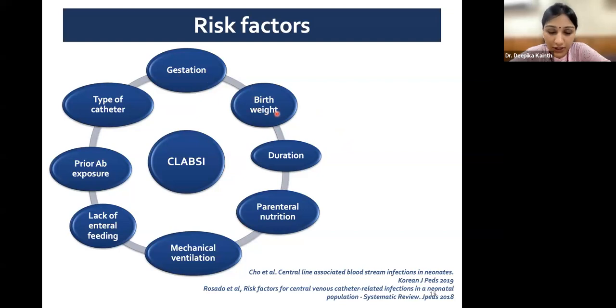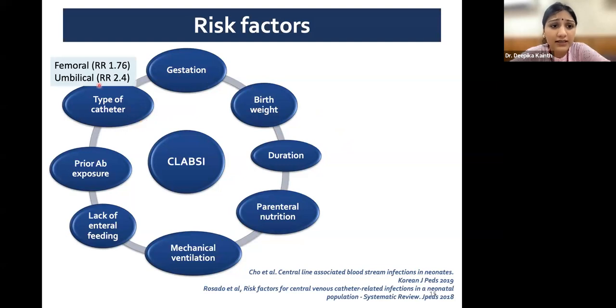because of lower immunity and higher sickness levels and more prolonged stay in the ICU. More need for fluids, more needs for parenteral medications, and more needs for parenteral nutrition. The type of catheter is also important. It is said that femoral catheter is more prone to CLABSI.